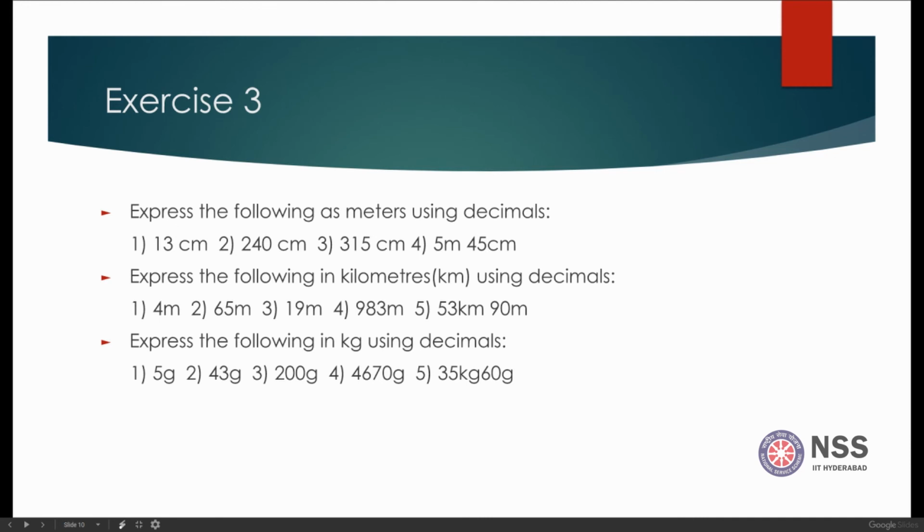Express the following in kgs using decimals. They have given 5 grams. We know that 1 gram is equal to 1 by 1000 kilograms. Then 5 grams is equal to 5 by 1000 kilograms. What is 5 by 1000? That is 0.005. Okay. After completing exercise 3, I hope you got clarity on conversions into meters and kilograms.